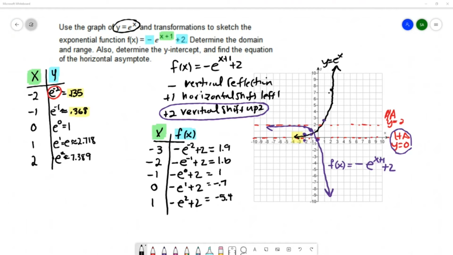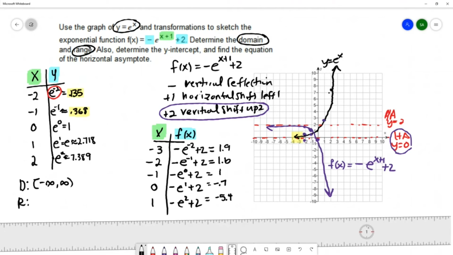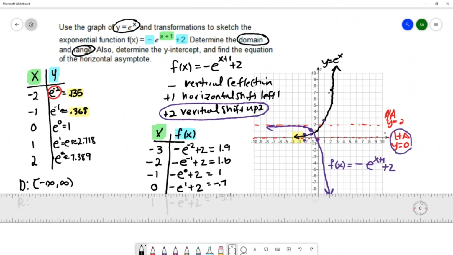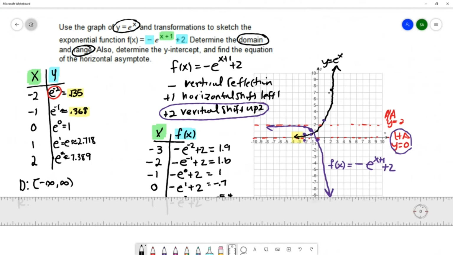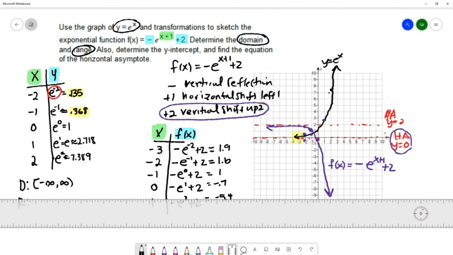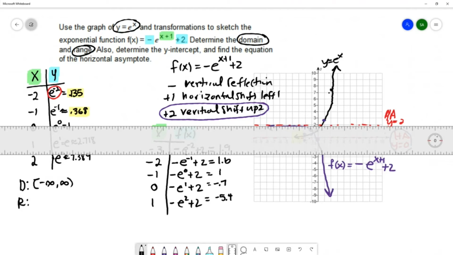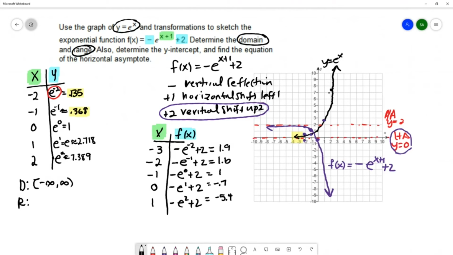And now we want to determine the domain and range. The domain of every exponential function is all real numbers, negative infinity to infinity. And I'm going to use my ruler to determine the range. So we're looking at the graph in purple right now, the transformed graph, and you can see that the range will start at negative infinity, and it will continue until we get to that horizontal asymptote of 2. So we have a range of negative infinity to 2.